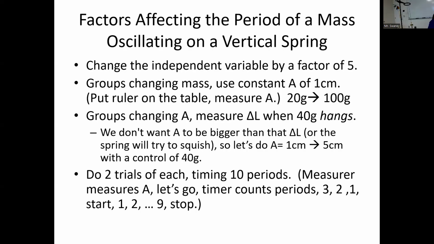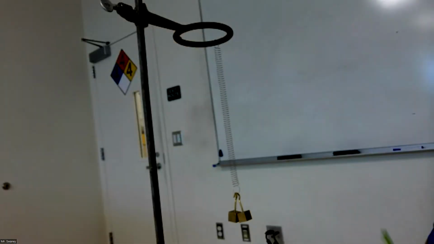So we're going to do something similar to that. We're not going to do 3 trials, just 2 for the sake of time, but you're going to count like this. So it says do 2 trials of each, timing 10 periods. We'll have a measurer person, one person measuring the amplitude. So one person is going to pull down, and then let go. The other person, a timer, you're going to have a timer and at least 1 recorder. If you have more than 3 people, you can have 2 recorders, 2 people writing down the numbers.